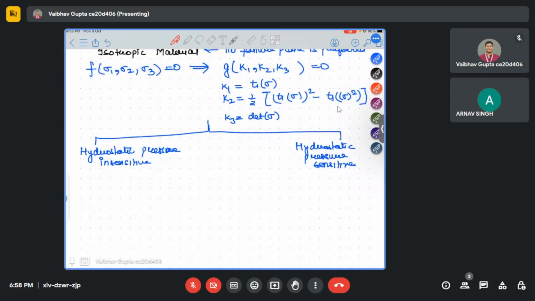Yeah. Again, should I tell? Yes, sir. So hydrostatic pressure sensitive means if you immerse a material in a fluid and that material fails, it means it is sensitive to hydrostatic pressure. And suppose if you immerse a material in a fluid and it doesn't fail, it means it is hydrostatic pressure insensitive.